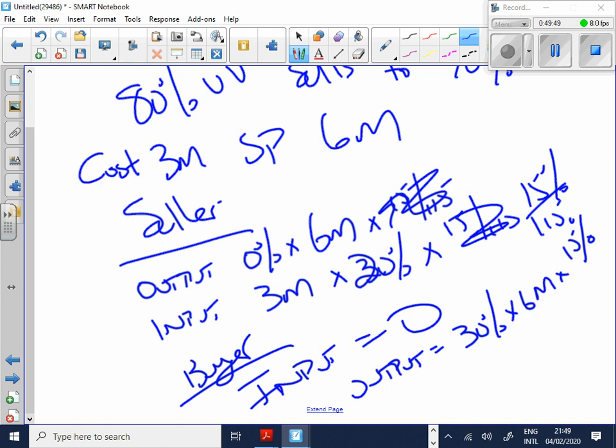When I bought it, I could only claim 80% of the input VAT. So on sale, I'm now allowed to claim the remaining 20% on the lower of cost or market value. So that would be 15 over 115 times the lower of cost or market value, 3 million, times the amount that I didn't get to claim, 20%. And that would be from the seller's perspective.